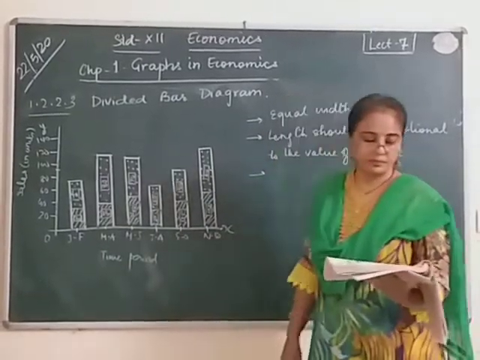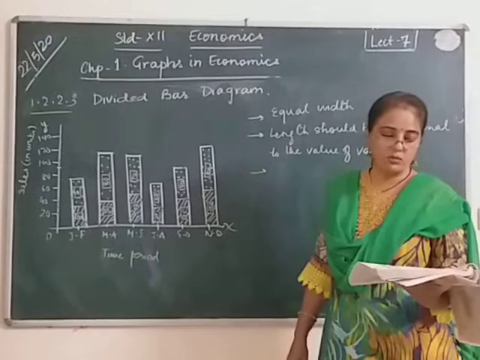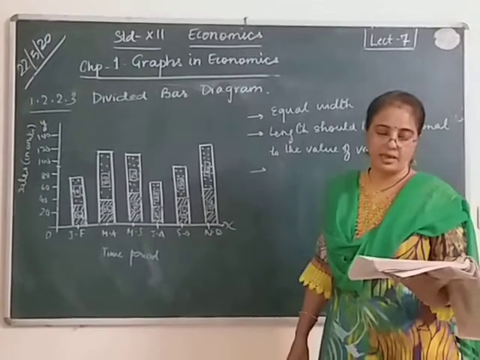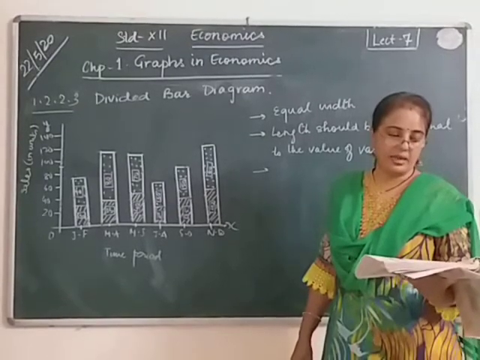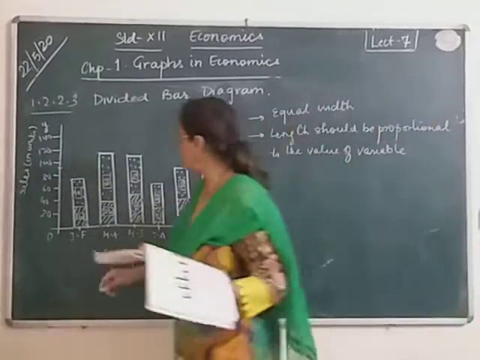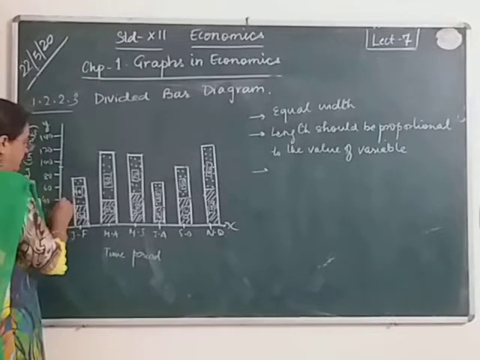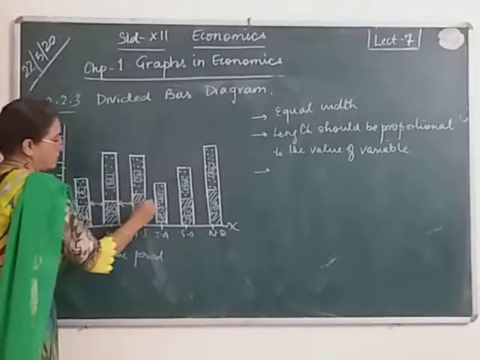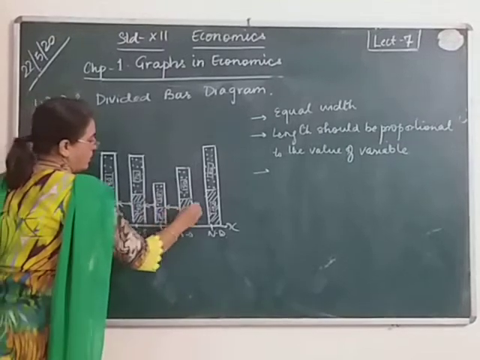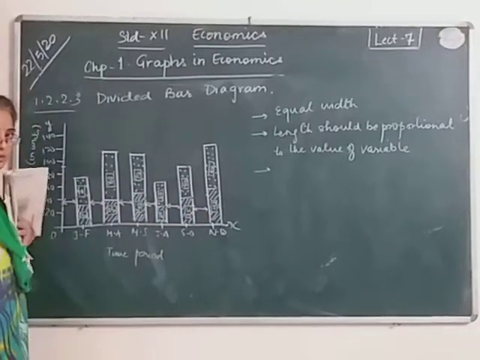The third one, the distance between all bars should be equal, and that should also be maintained between the first bar and the origin. See this distance. This is equal to this, almost. This is equal to this. So you have to maintain that.